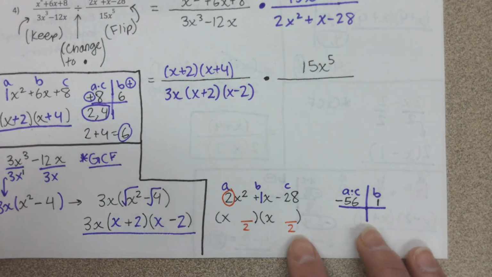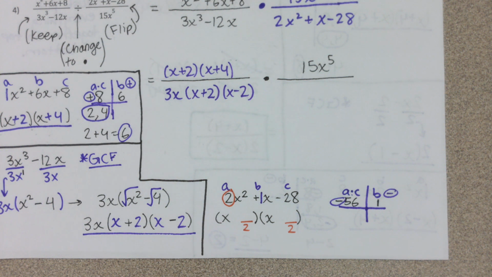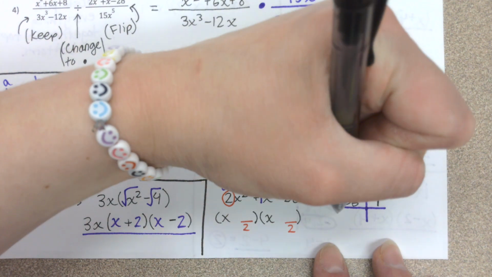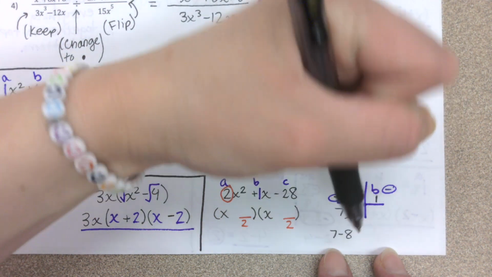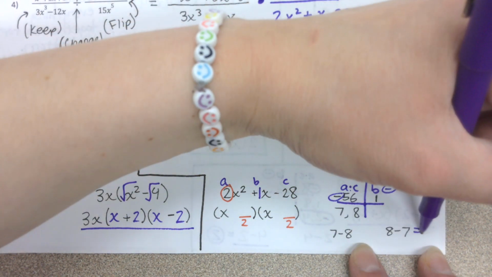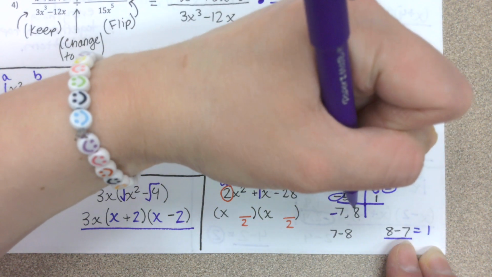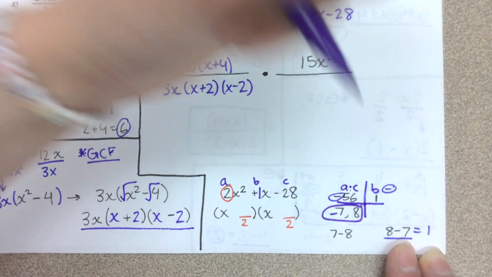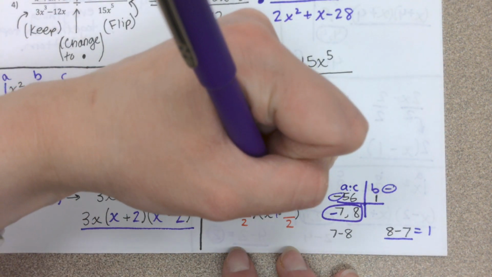Since C is negative, we are subtracting in this problem. I'll give you the factors. They're probably the two you thought of first, 7 and 8. And we want positive 1, so check both ways. 7 minus 8 or 8 minus 7. We want positive 1, so we're going to go with 8 minus 7. So it's positive 8, negative 7. Make sure you put the negative where it goes. Our factors are x minus 7 and x plus 8.